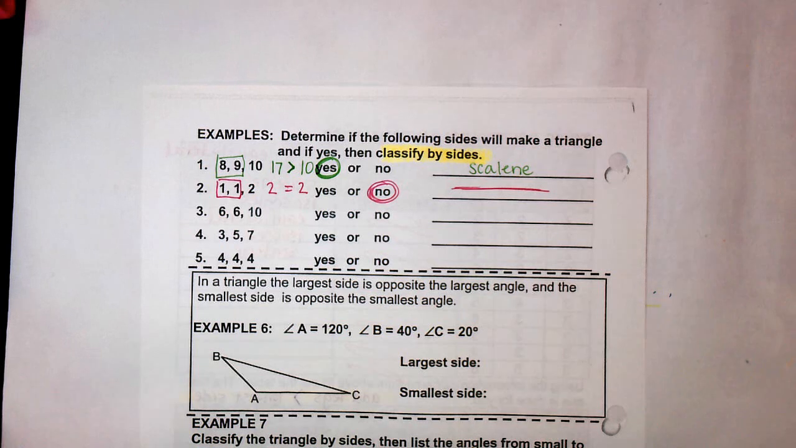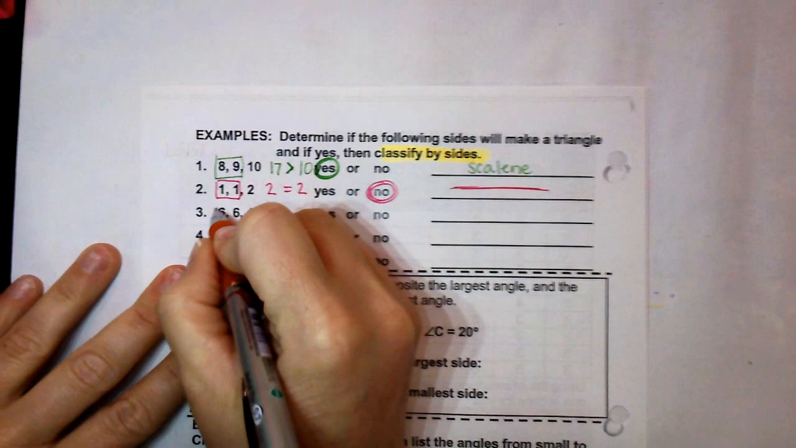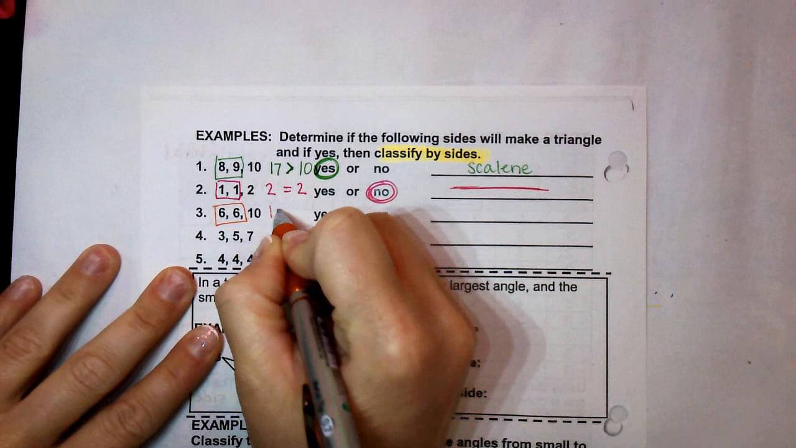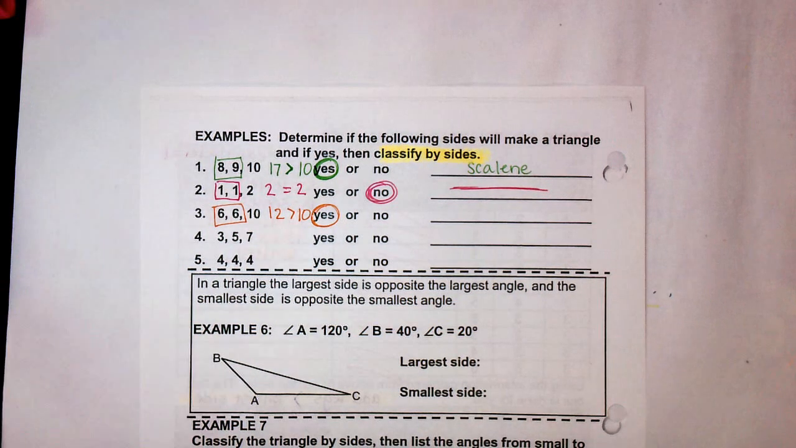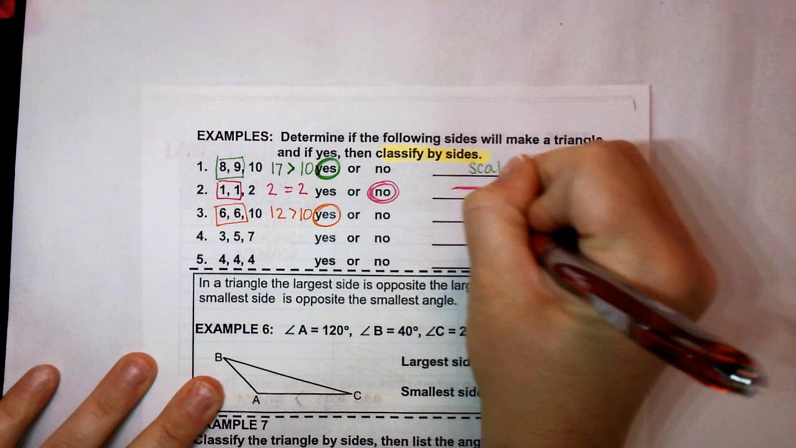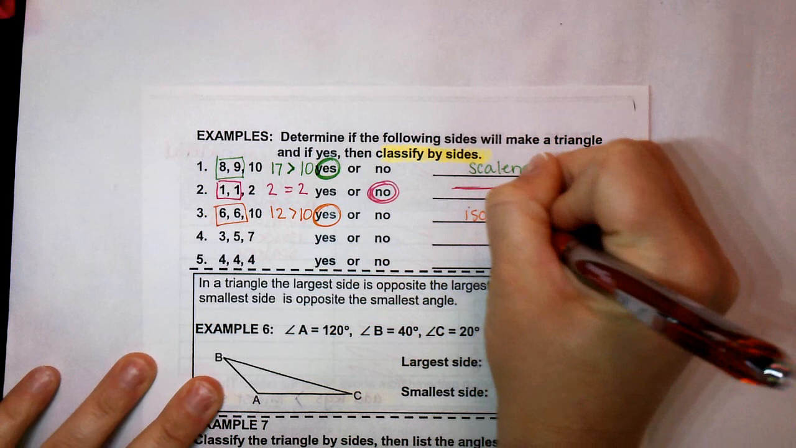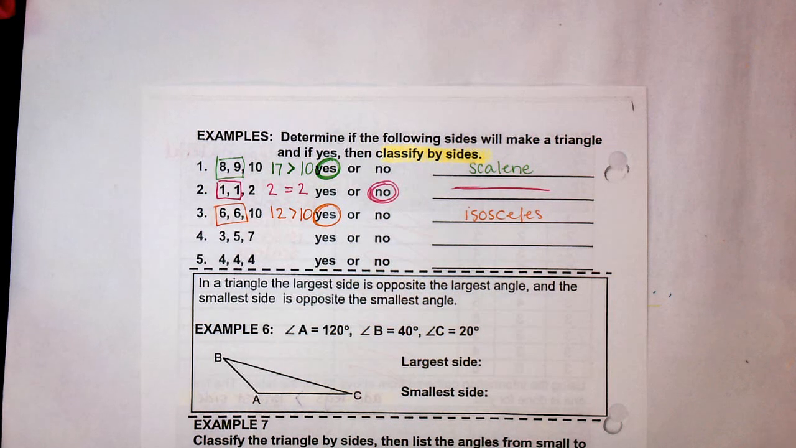All right, 6 plus 6 is 12. 12 is greater than 10. So yes, we have a triangle. Two sides are the same. Isosceles. All right, how do we feel about these? Because they really don't get much harder, y'all. Are you good with these?